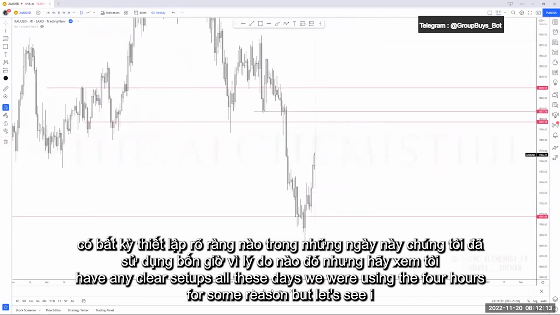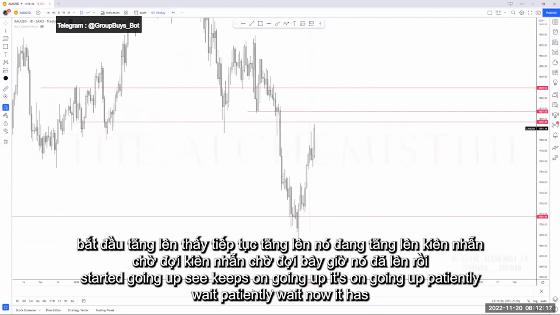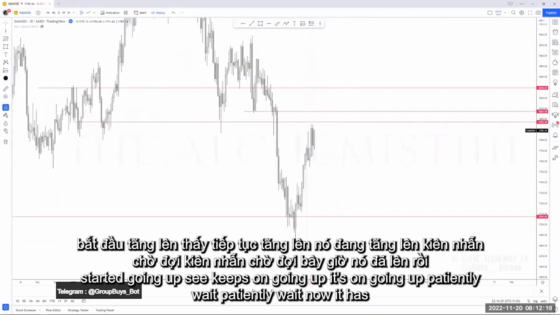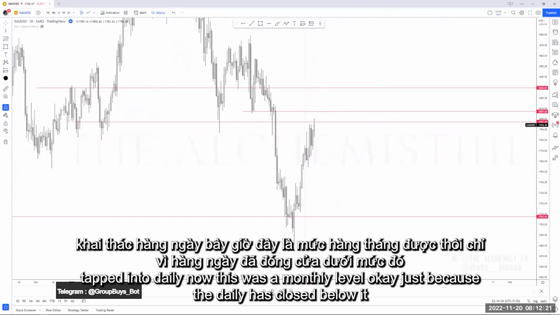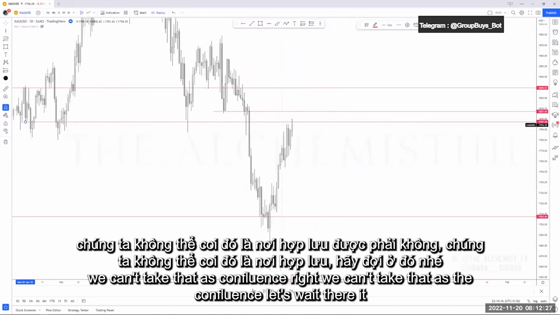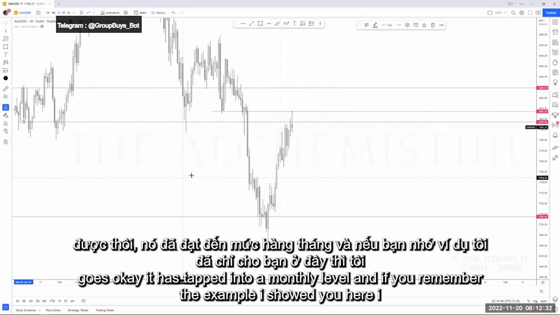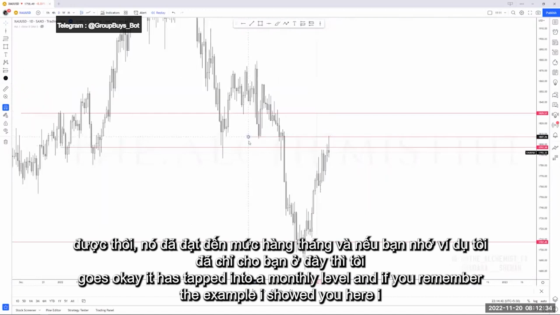Okay, but let's see. Price started going up. See, keeps on going up. Patiently wait. Now it has tapped into daily. Now this was a monthly level. Just because the daily has closed below it, we can't take that as confluence, right? Let's wait. There it goes. Okay, it has tapped into a monthly level.